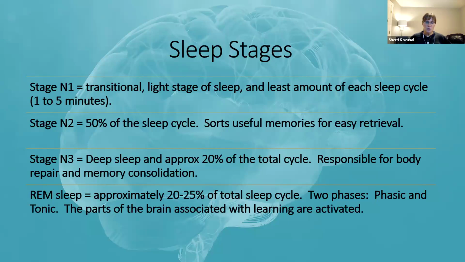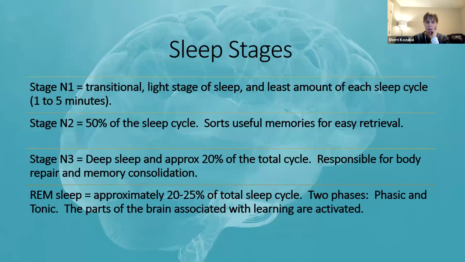Stage N2 is about 50% of the sleep cycle. Again, this is in adults, and in different ages of adults, we'll see different proportions of stage N2, which are going to be more appropriate. The younger you are, the less of stage 2 and the more stage 3, and the older you are, the more stage 2 and the less of stage 3. Stage 2 we see is most helpful in sorting useful memories for easy retrieval.